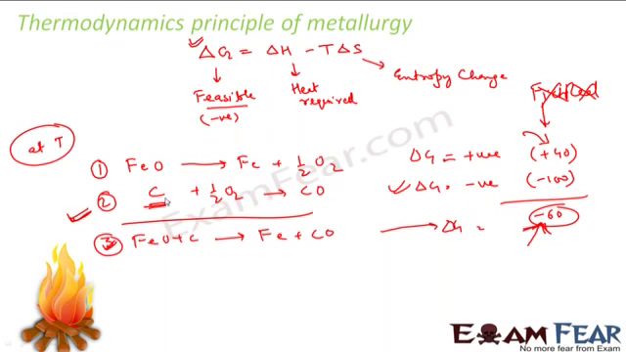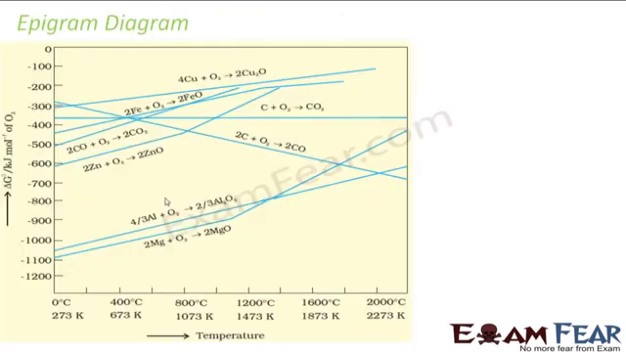To explain this further, we have something called the Ellingham diagram. So let's see this Ellingham diagram. This Ellingham diagram was given by H.J.T. Ellingham, and it is a graphical representation of Gibbs energy. As I told, delta G is nothing but delta H minus T delta S, and also delta G is nothing but minus RT ln K. There are two equations.